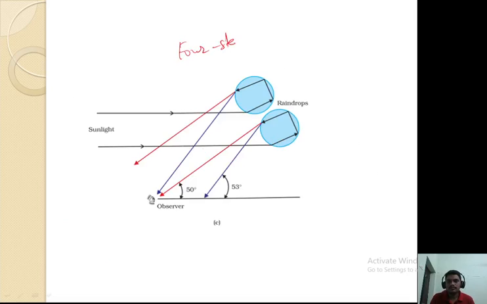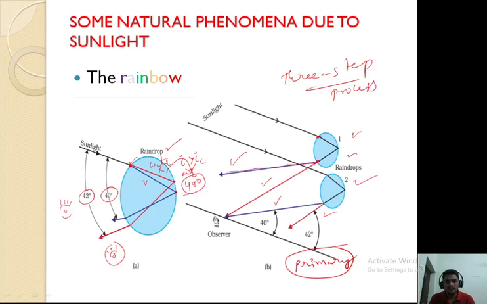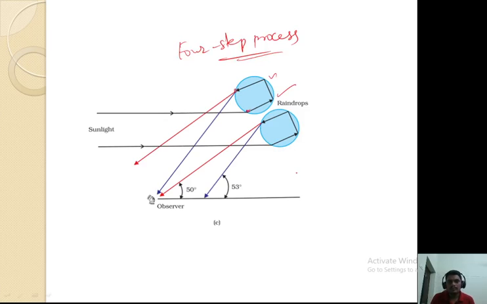In this phenomenon, observe here, two refractions and two reflections take place. In the secondary rainbow, the order of colors is reversed. In the primary rainbow, what colors do you see? The observer can see red on the top and violet on the bottom. In the secondary rainbow, the observer can see violet on the top and red on the bottom.